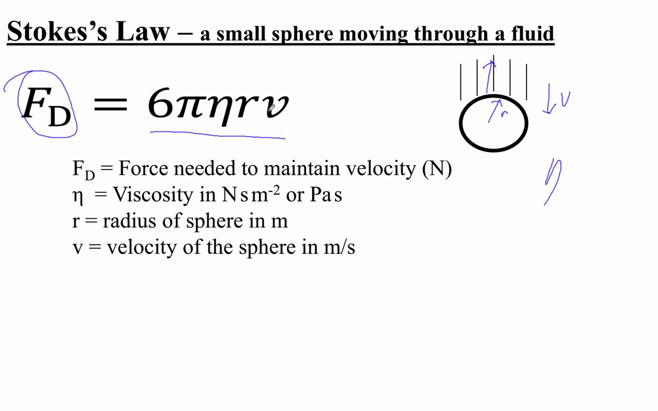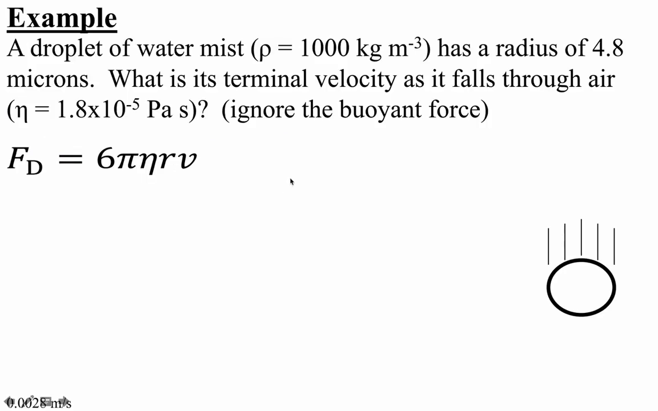Which is interesting, because you'd think a small radius might have a small force, but we'll get into why small radii actually go more slowly through the fluid. All right, so let's look at an example. A droplet of water mist has a radius of 4.8 microns, which is 4.8 times 10 to the minus 6 meters. What is its terminal velocity if it falls through air?